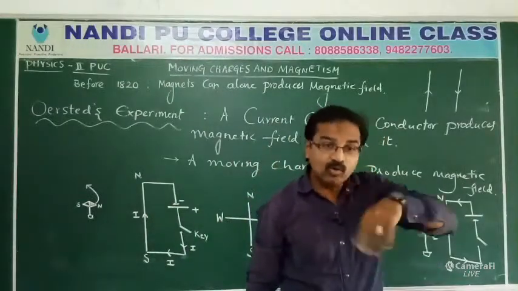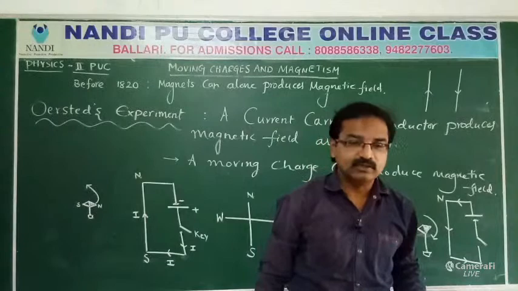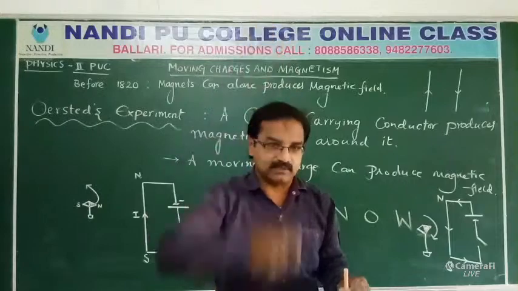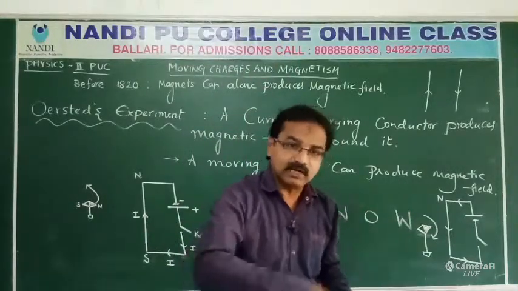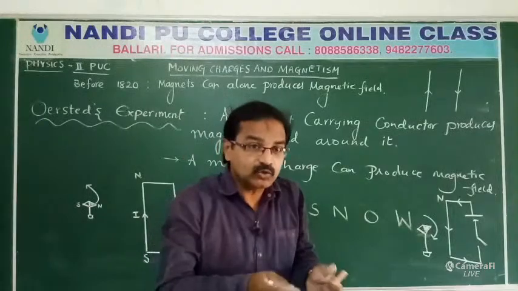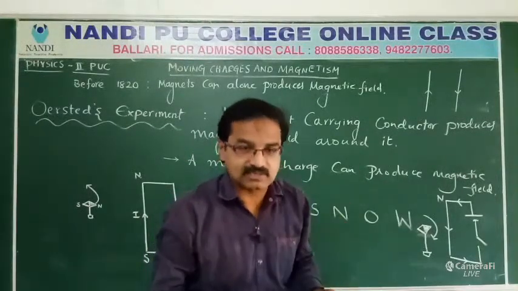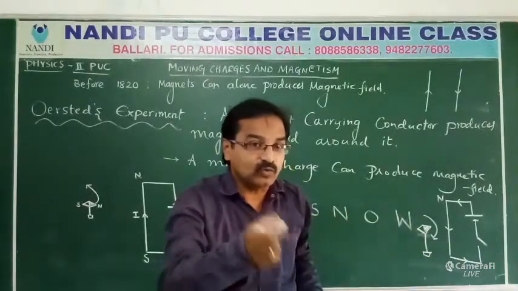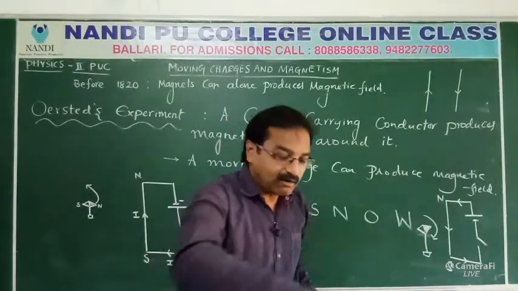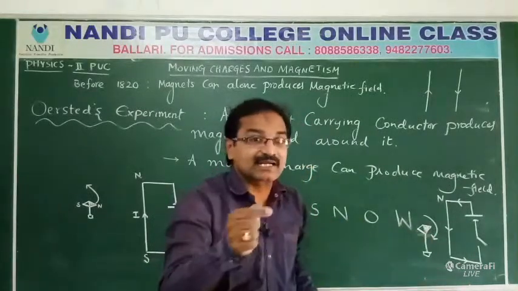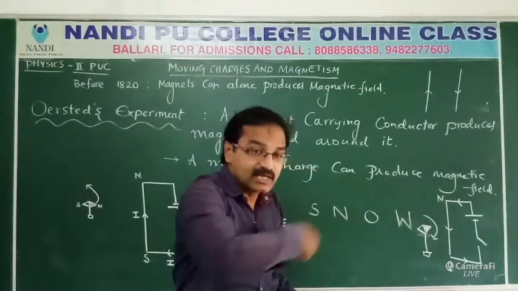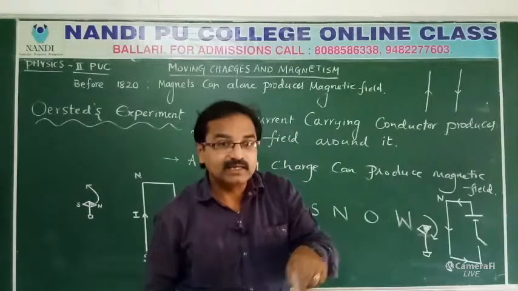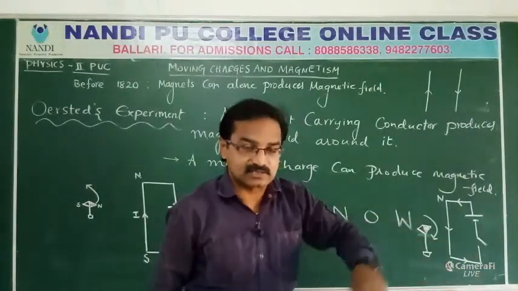And he did one more experiment also. What is that? He took a straight conductor, a straight wire, and he allowed current. He took small iron pieces and dropped them on the wire. How did the pieces align? All the pieces aligned in the form of a circle. Why? Because the magnetic field is along circles.